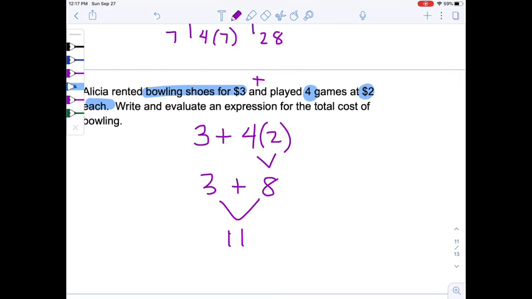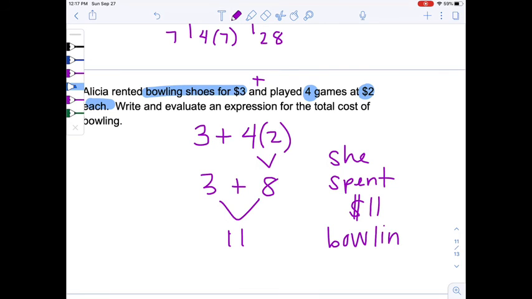And then it says we're finding the total cost. So we know it's 11, but since it's a word problem, we have to write this in a sentence. So I'm going to write this as she spent $11 bowling.